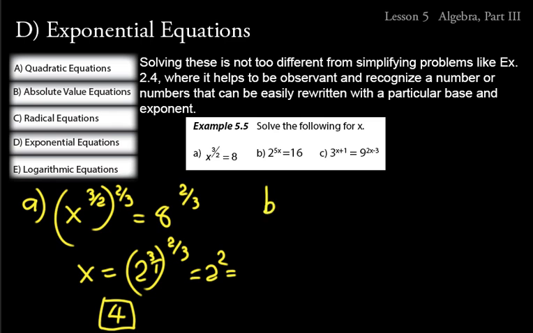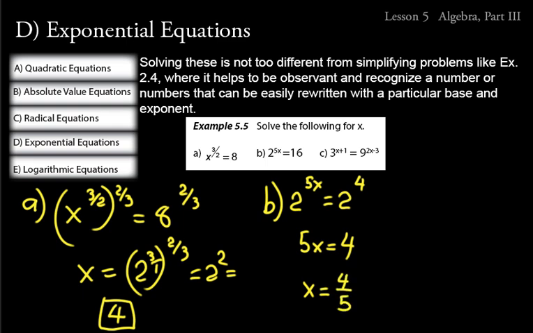On B, notice the base of 2 on the left. So think, can I make the right side have a base of 2? Well, yeah, 16 is 2 to the 4th. 2 to the 5x equals 2 to the 4th. If we have similar bases there, the exponents should equal each other. So 5x equals 4. X equals 4 over 5.